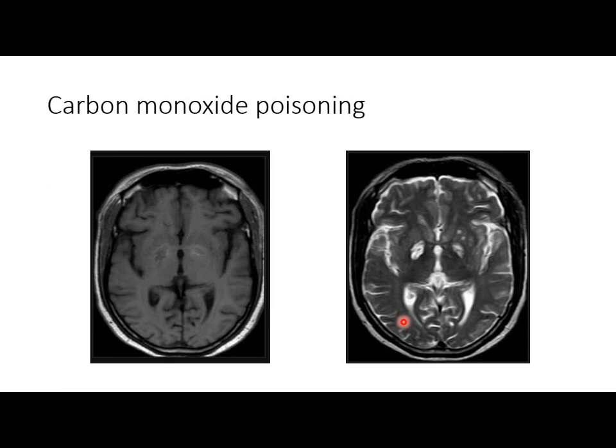The last one is carbon monoxide poisoning. Carbon monoxide poisoning is most commonly seen in our locality because of the stove. And it is present in the globus pallidus as bilateral symmetrical enhancement. This is hyperintense in T1 and it's also present here. The most common site is the globus pallidus.